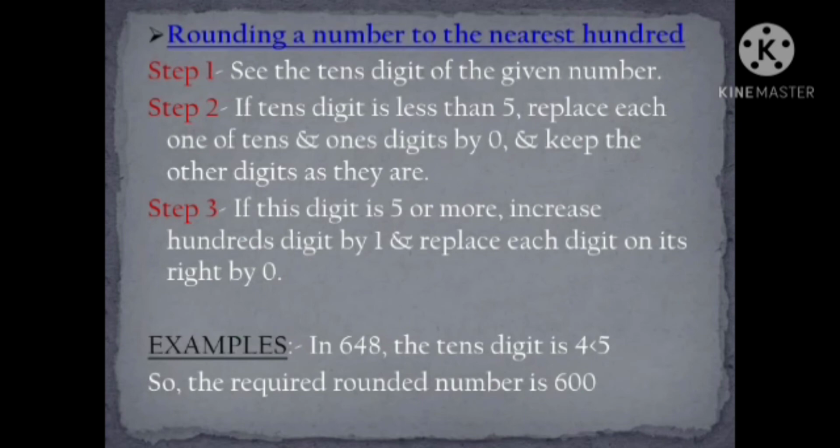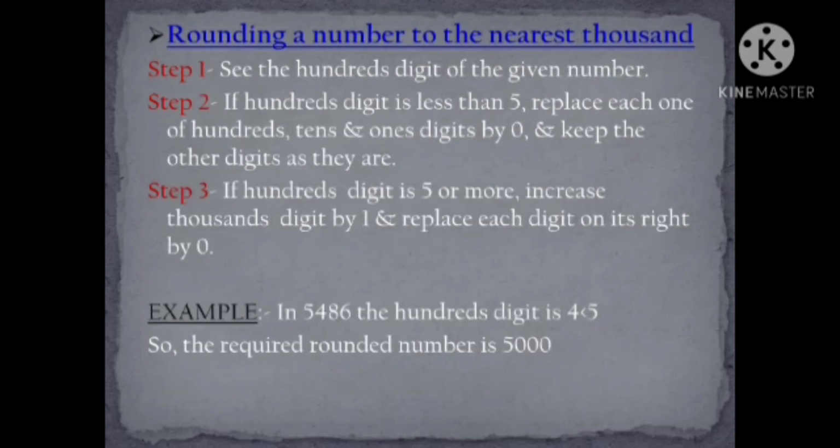Rounding a number to the nearest 100. In this, you have to see the tens digit of the given number. If it is less than 5, replace the tens and ones digits by 0 and keep the other as it is. If it is more than 5, increase hundreds digit by 1 and replace each digit on its right by 0. For example, 648. The tens digit is 4. It is less than 5. So the required rounded number is 600.